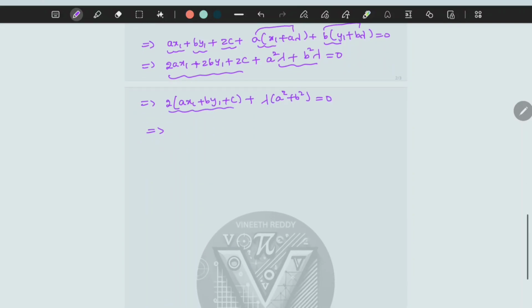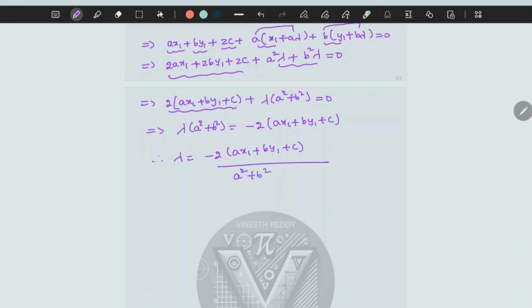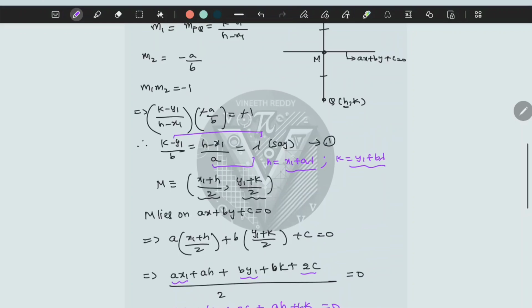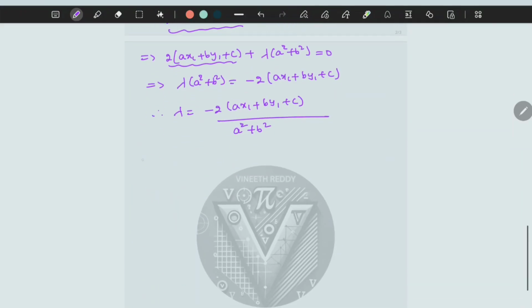Now on rearranging, if I send this term to the right hand side, I get lambda times (a squared + b squared) = -2(ax1 + by1 + c). Therefore lambda = -2(ax1 + by1 + c)/(a squared + b squared). Now we have to substitute lambda in equation 1. So we get (h - x1)/a = (k - y1)/b = -2(ax1 + by1 + c)/(a squared + b squared).